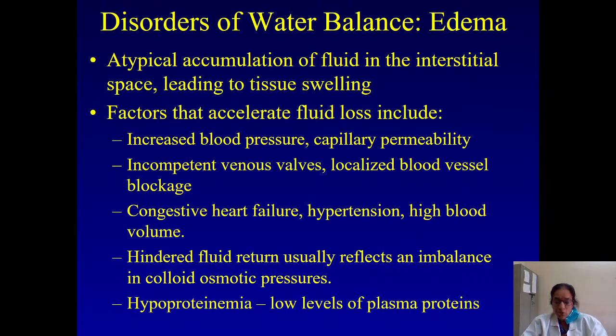So for the fluid to get maintained, two pressures are important. Hydrostatic pressure: when the hydrostatic pressure is more, it will favor filtration. Whereas colloidal osmotic pressure, that is the pressure given by the plasma proteins, favors absorption. Hydrostatic pressure favors filtration. Colloidal osmotic pressure due to plasma proteins, that is called oncotic pressure, favors absorption. When there is an imbalance between these two, a lot of fluid will come into the interstitial spaces.